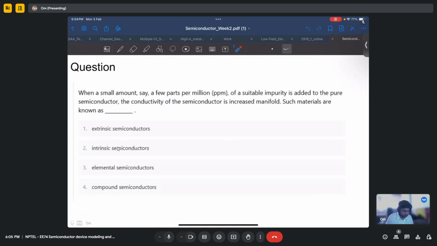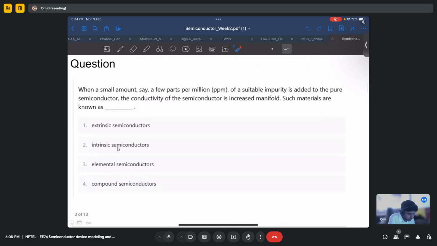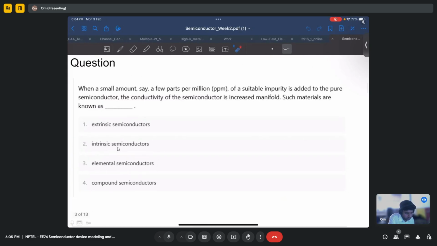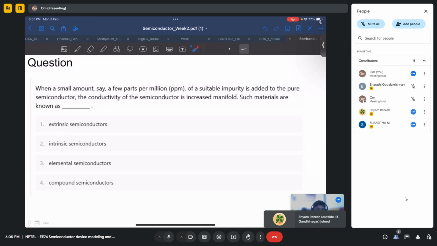First question is, when a small amount, say a few parts per million, of a suitable impurity is added to the pure semiconductor, the conductivity of the semiconductor is increased manifold. Such materials are known as A. Extrinsic semiconductors, second intrinsic, third elemental, and fourth compound. Right. It is known as extrinsic semiconductors.